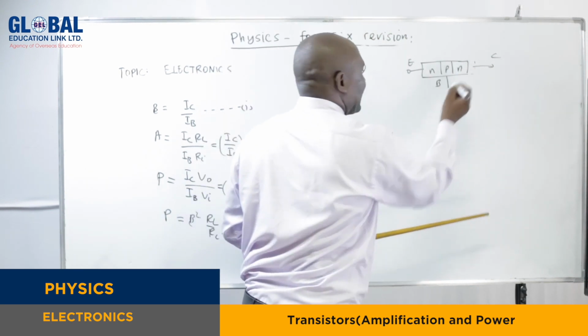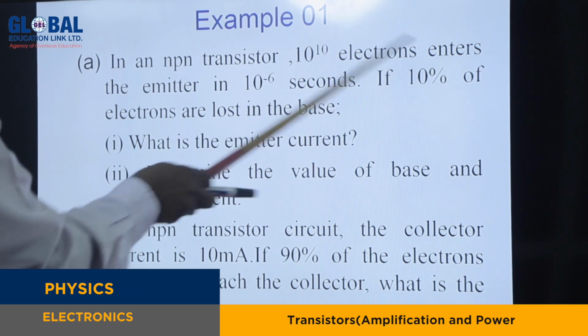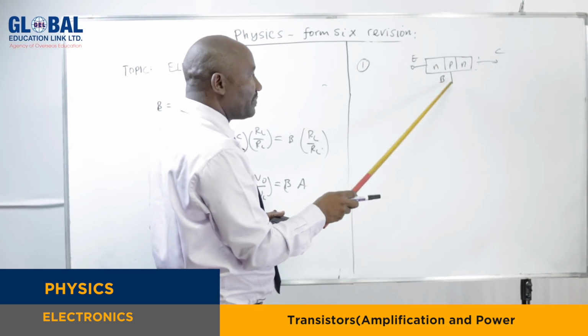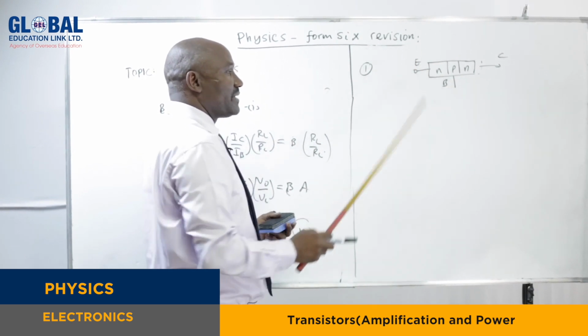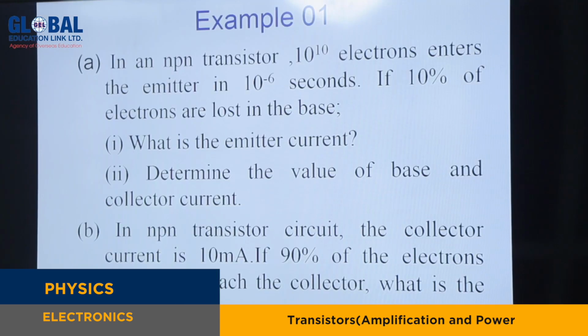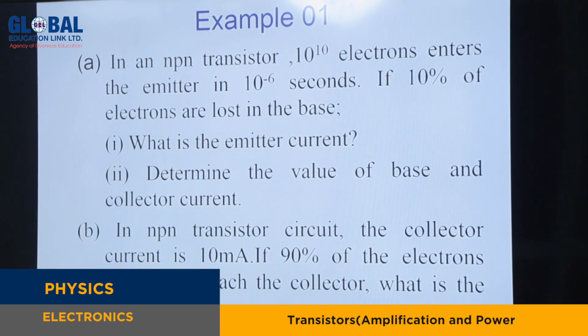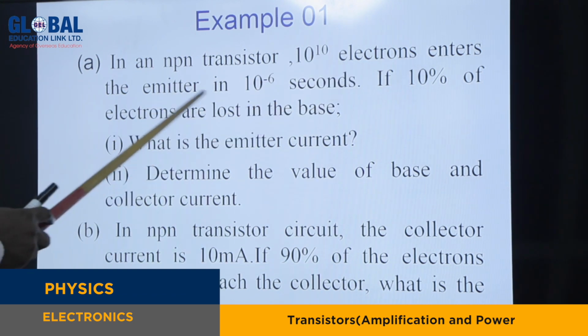It says that 10 power 10 electrons enter the emitter here. Of course, we remember this kind of connection: how many electrons will be entering here depends on the connection of the power supply, remembering forward bias and reverse bias. So the number of electrons entering the emitter here is given as 10 power 10 in 10 power 6 seconds. And out of this, if 10% of these electrons are lost in the base, what do we get from this information? 10% of electrons entering the emitter.